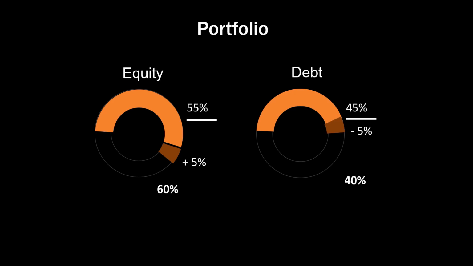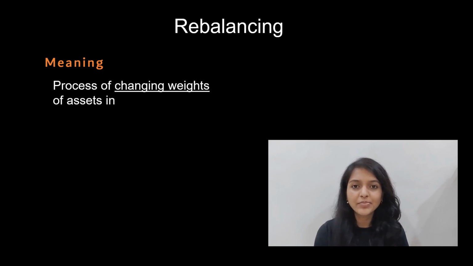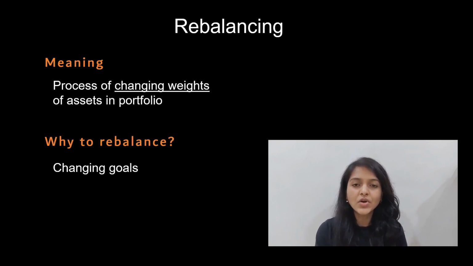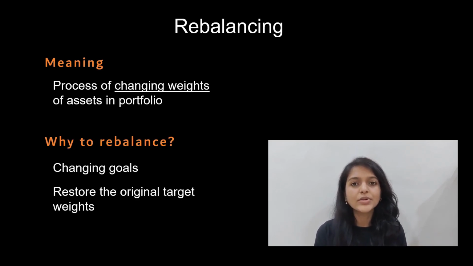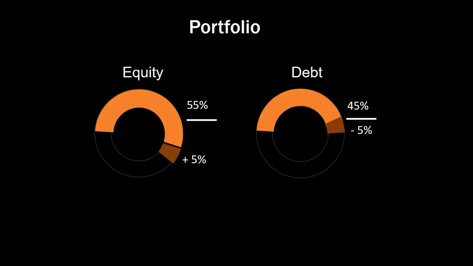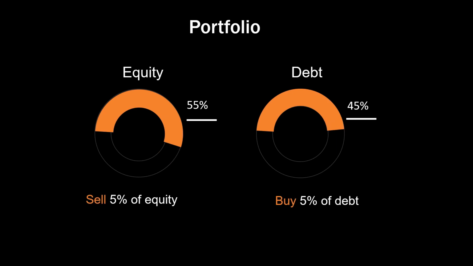In that case, the investment portfolio needs to be rebalanced. Rebalancing means adjusting the portfolio as per the changing goals or bringing the portfolio back to its original asset allocation mix. Now coming back, to rebalance this portfolio, sell some of the stocks and buy bonds enough to readjust the portfolio back to 55 and 45% respectively.